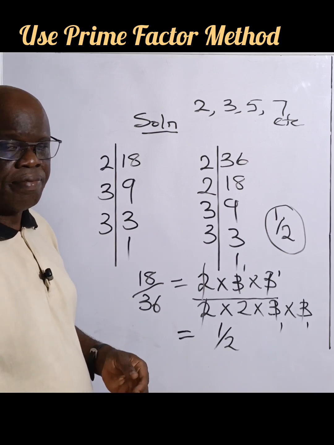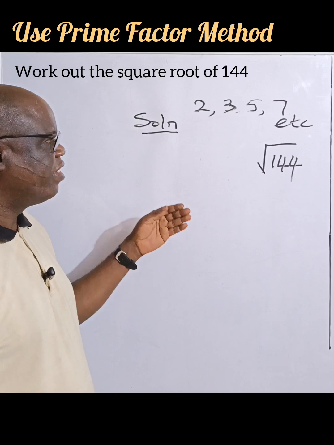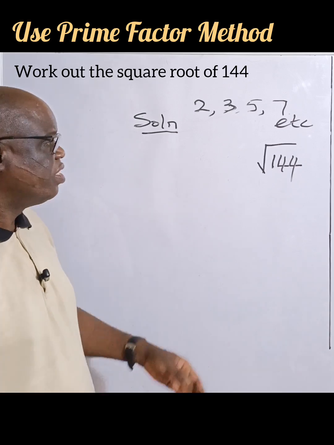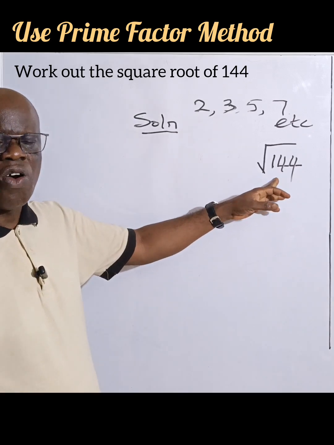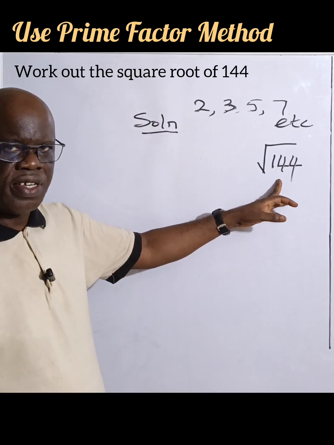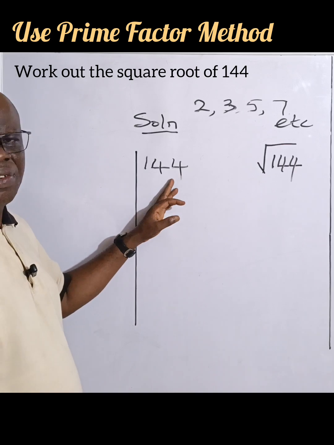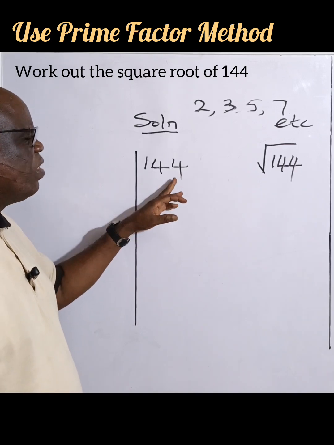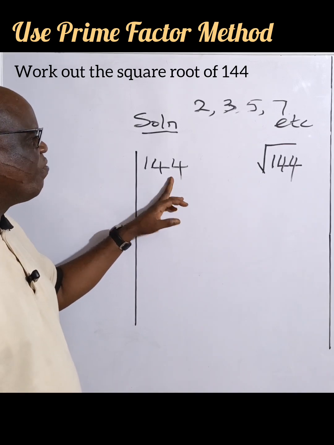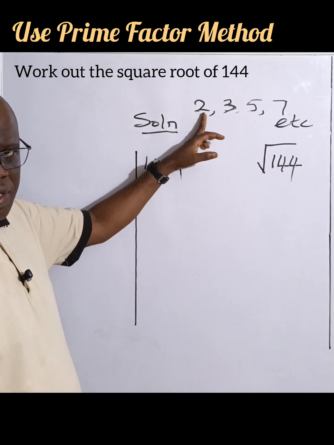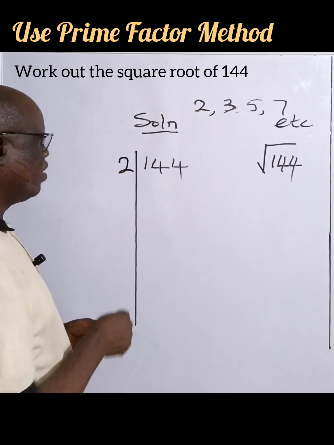So that's how you can use the prime factor method to reduce 18 all over 36 to the lowest term. Is it possible to use the same method, the prime factor method, to get the square root of 144? Yes. Draw a line, write 144 down. What is the least prime number that can divide 144? 2 can do it. So write your 2 down.